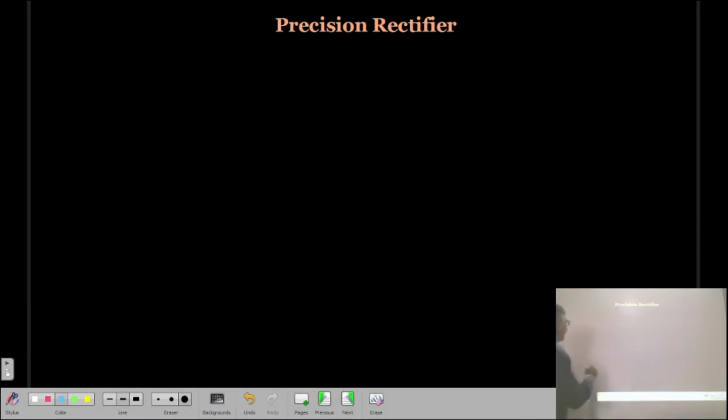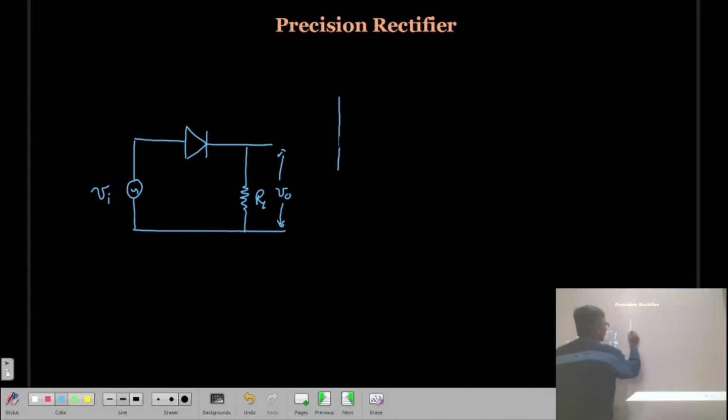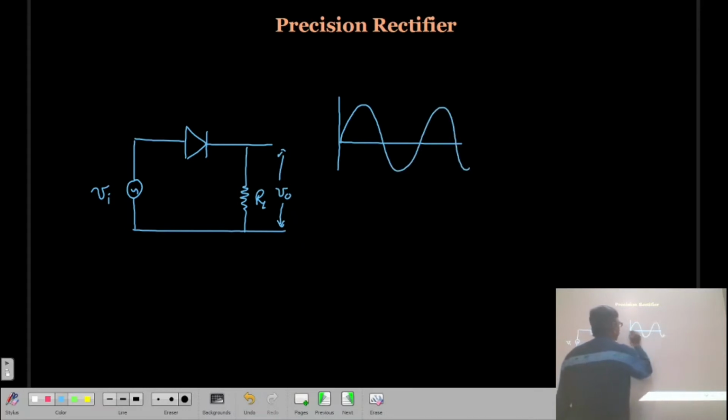In a half-wave rectifier, we know that one diode is connected in series with the load resistance RL, and at the input we apply our AC signal. This is your load resistance, and here we have the output voltage. Now let us say my input signal is a sine wave whose amplitude is 5 volts.